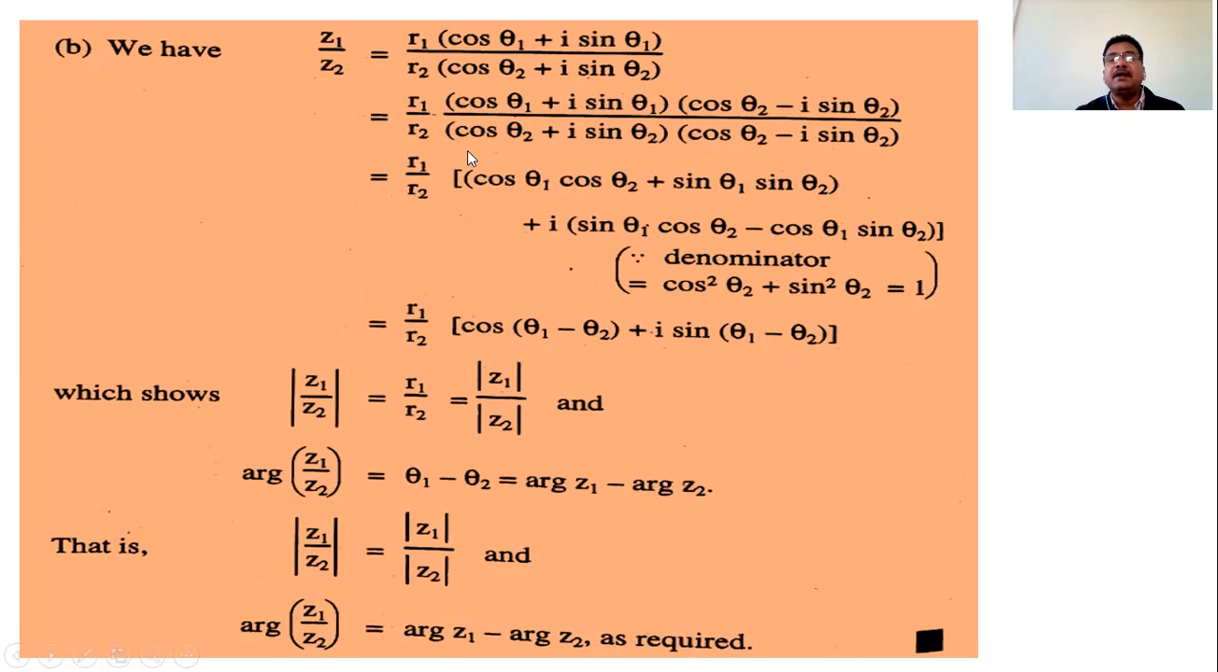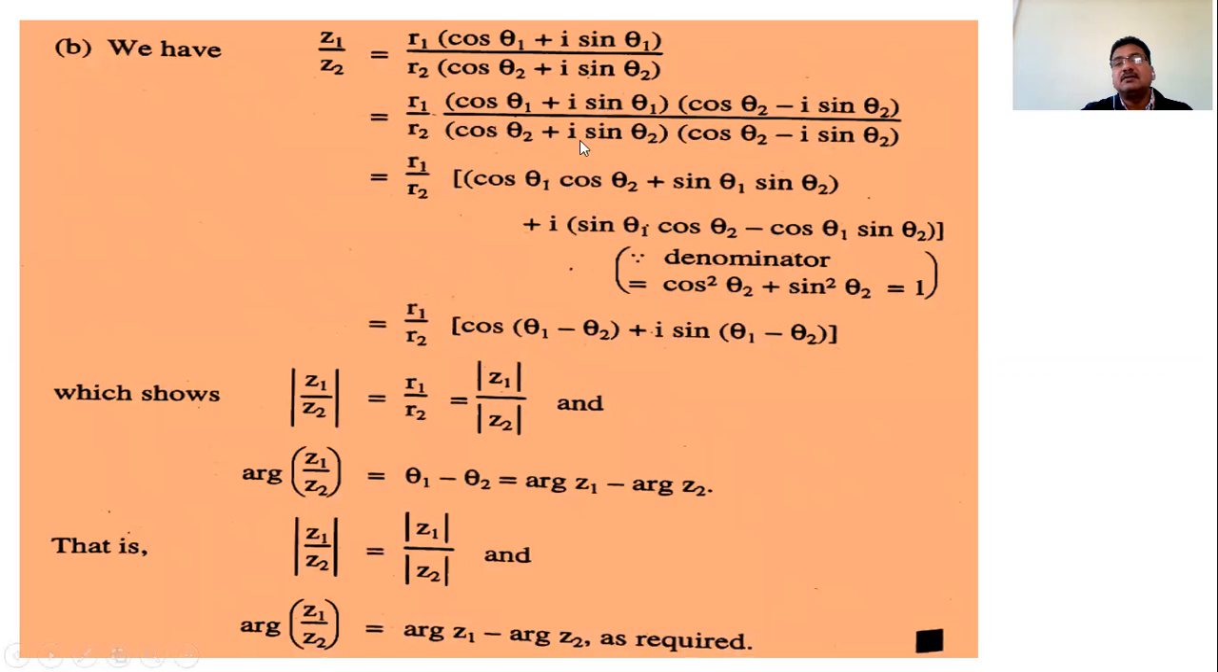And the denominator is what? This is A, this is B, suppose. So A plus B into A minus B is A square minus B square. That is cos square theta 2 minus I square sin square theta 2. What is I square? Minus 1. So minus minus becomes plus 1. That is, the denominator is cos square theta 2 plus sin square theta 2, and it is equal to 1. So we have this side.